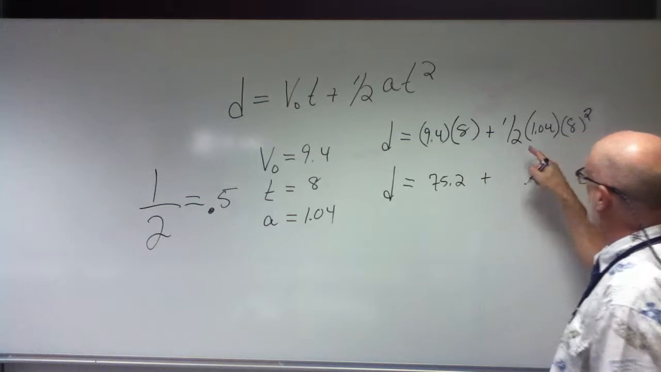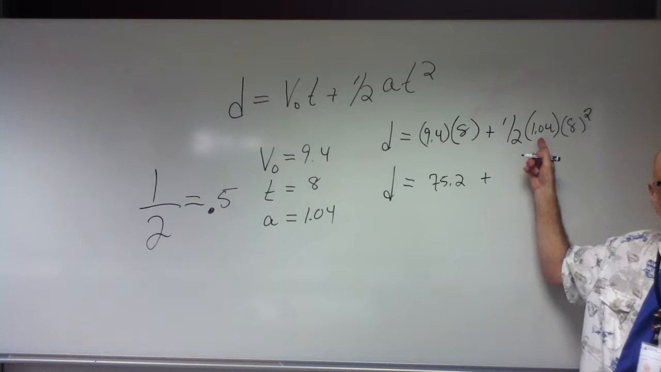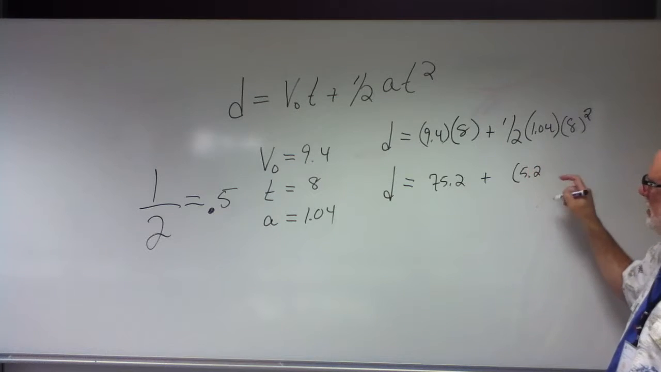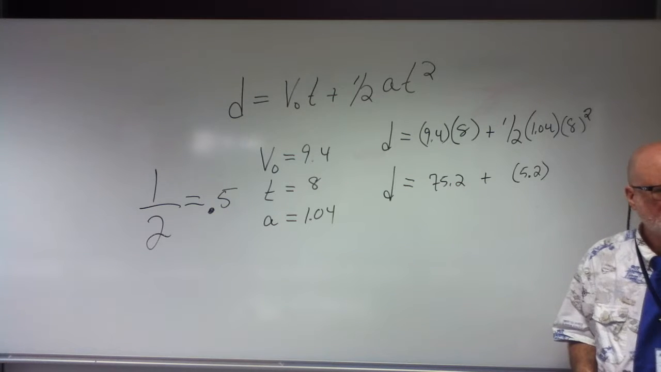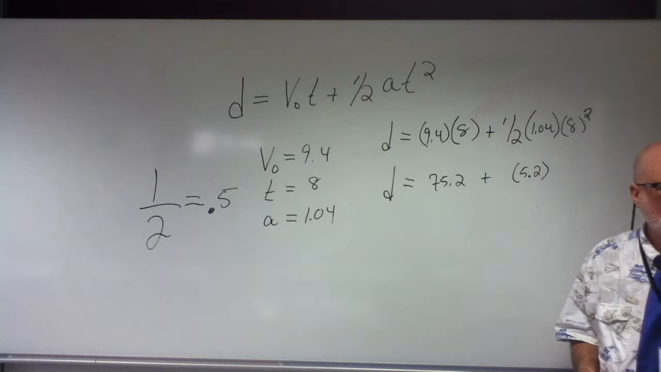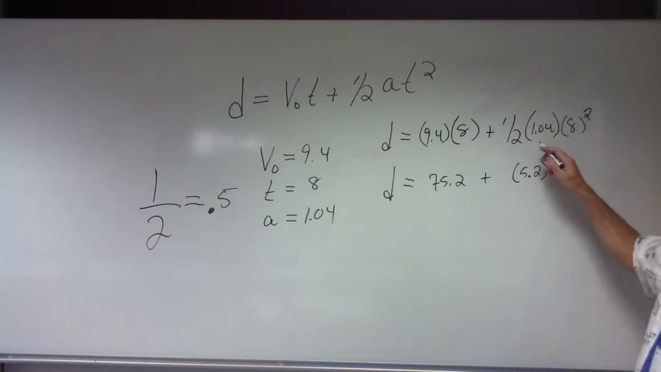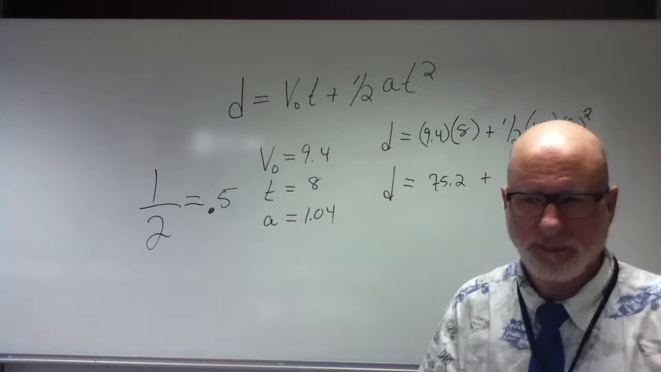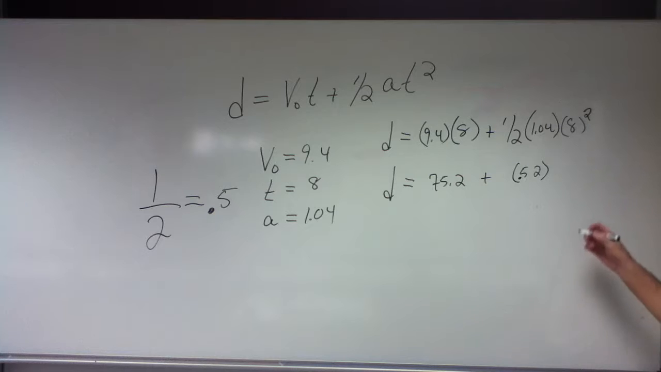All right, let's do this in parts. 1/2 of 1.04 is what? 50.2, right? Yeah. What's 8 squared? Did I make a mistake? Oh, 64. Half of 1.04 is not 50.2. I did the same thing, that's why I left. Thank you. Made a mistake. Excellent. Extra credit.